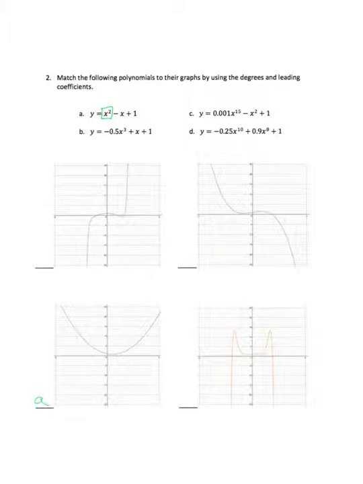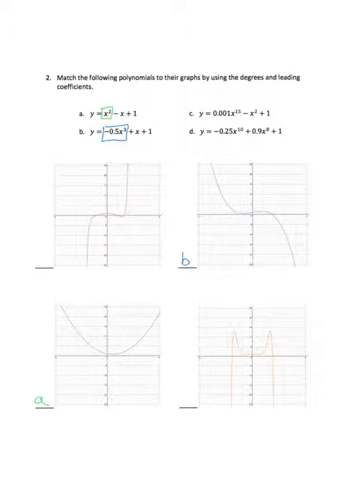Moving on to B, negative 0.5x cubed. We're going in opposite directions, but the graph is flipped upside down. This is in opposite directions, but not in the correct order. Okay, this has to be negative 0.5x cubed. So because of that leading term, I know this is B.